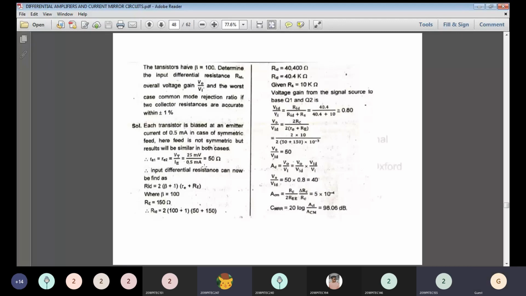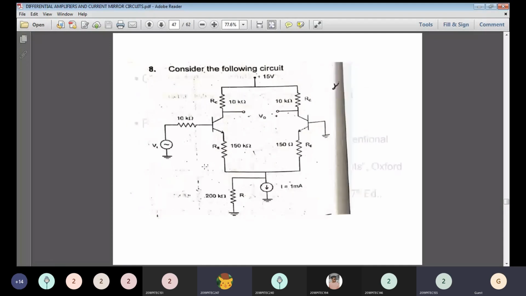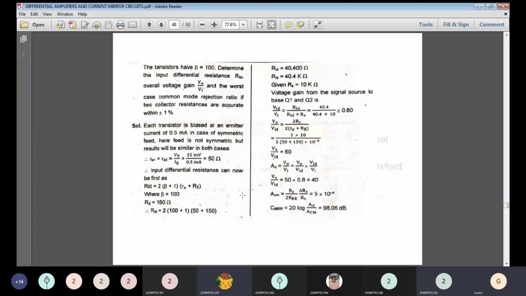The input differential resistance, what is the value of RID? The formula is 2 times (beta plus 1) into (small re plus RE). The small re is different and capital RE is different. That small re is here, and that capital RE is here. RE is 150 ohms.